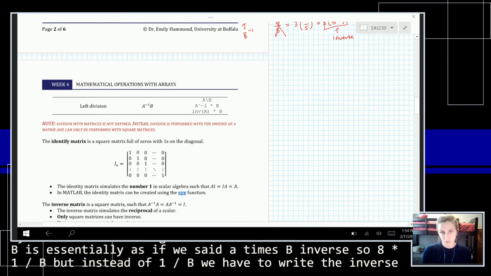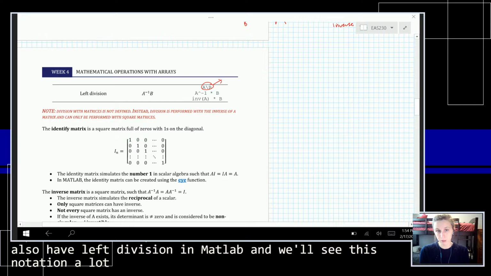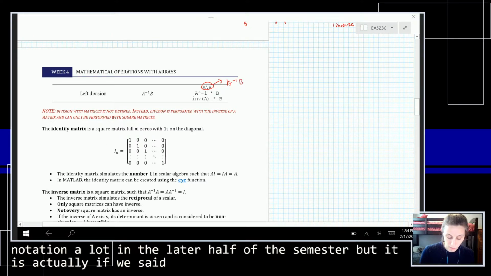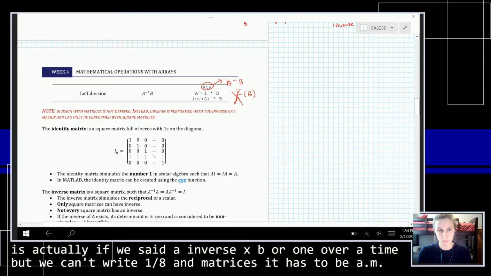We also have left division in MATLAB, and we'll see this notation a lot in the later half of the semester. It's essentially as if we said A inverse times B, or 1 over A times B. But we can't write 1 over A in matrices, it has to be A inverse.